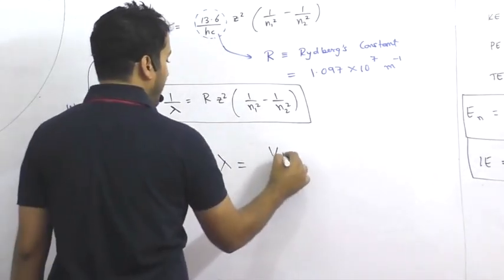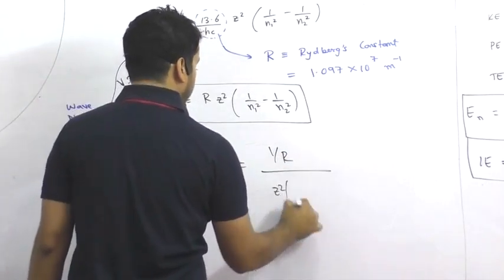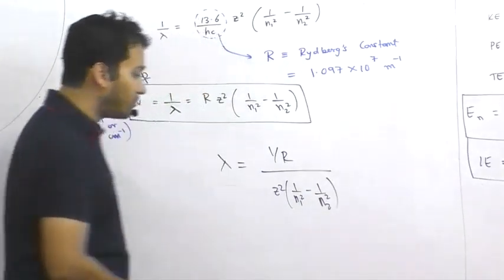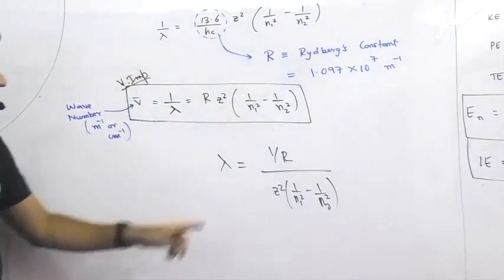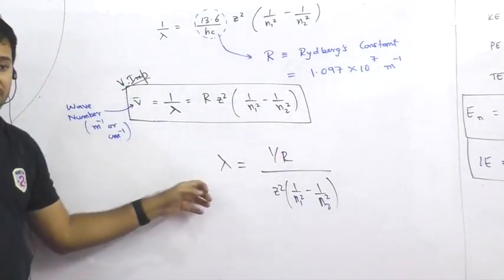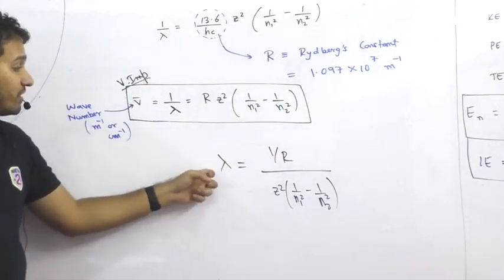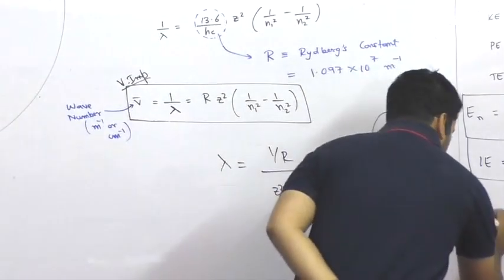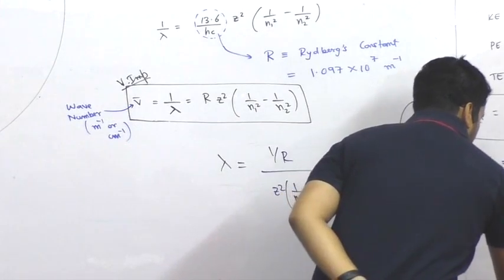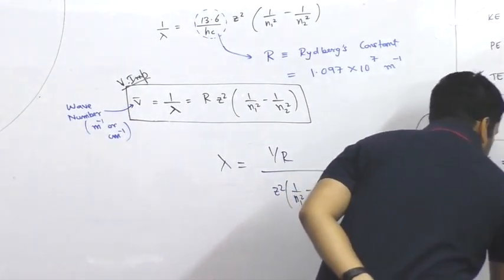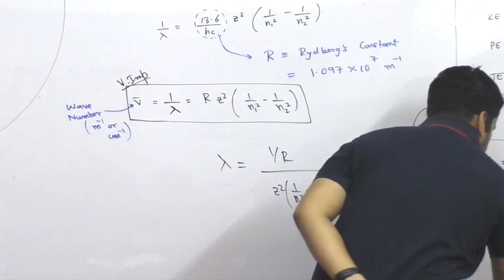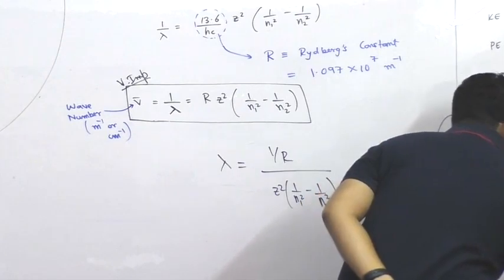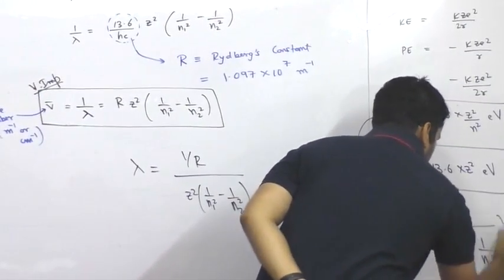Lambda will be 1 by R upon Z square, 1 by n1 square minus 1 by n2 square. This will be the direct formula for lambda, and the value of R we know. So I have made this simple for you. I have calculated this in Armstrongs. I will give you a shortcut, and this shortcut you have to remember. Lambda is 912 upon Z square, 1 by n1 square minus 1 by n2 square.